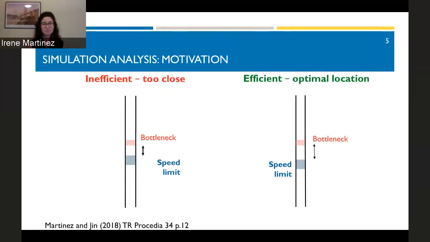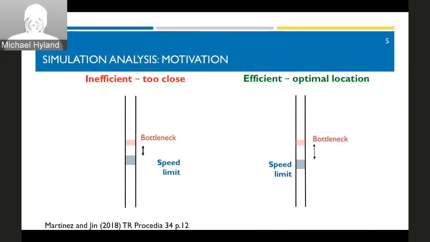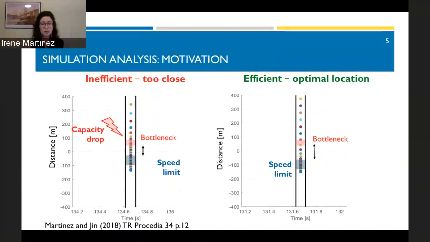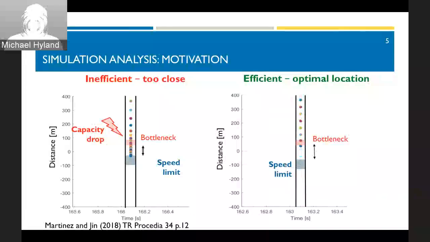During my master thesis, I did some simulations. Here we can see how, if the control is too close to the bottleneck, as on the left-hand side, the vehicles will still slow down inside the bottleneck, causing the capacity drop. However, if the variable speed limit zone is designed in an efficient position, like on the right-hand side, the vehicles will reach their destination faster.